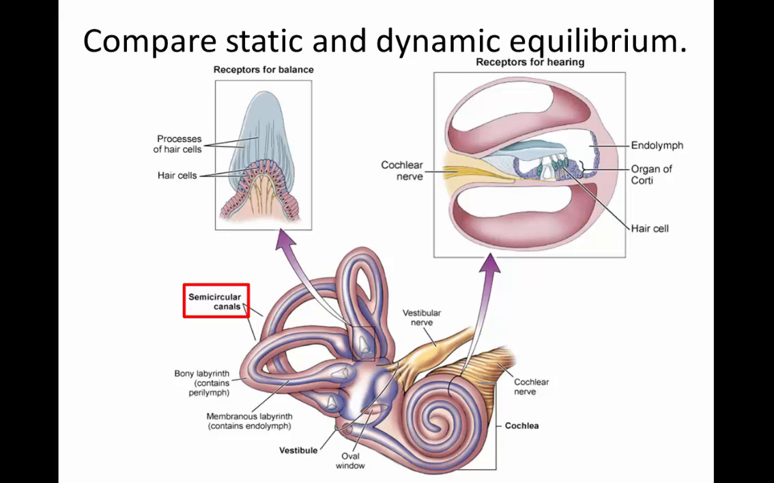If we were to zoom in on the region shown here, what we'll see is that there are actually receptor cells that are hair cells, just like we saw over in the organ of Corti. There are these long processes of the hair cells, and ultimately these semicircular canals are responsible for dynamic equilibrium. Let's think of an example.